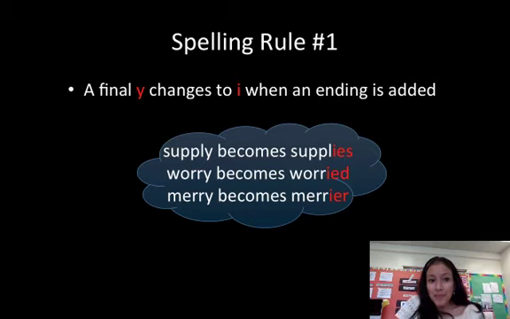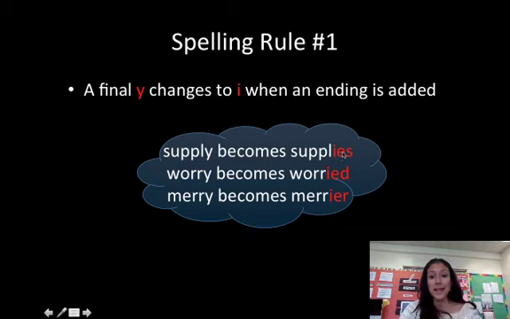Spelling rule number 1. This rule applies to all verbs. Do you guys know what a verb is? Well, a verb is an action such as play, run, jump, skip. All of those are actions, all of those are verbs. Now this rule applies to all of those verbs that end in Y, okay? And according to this rule it says, change the Y to an I when an ending is added.